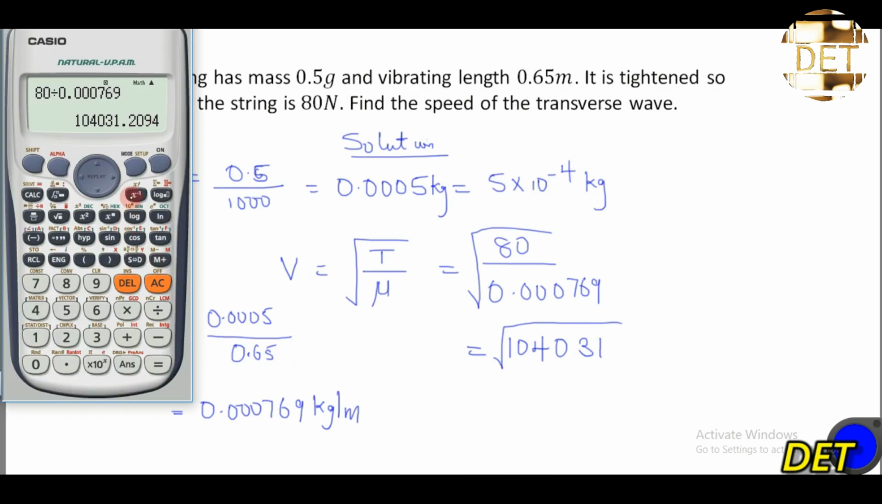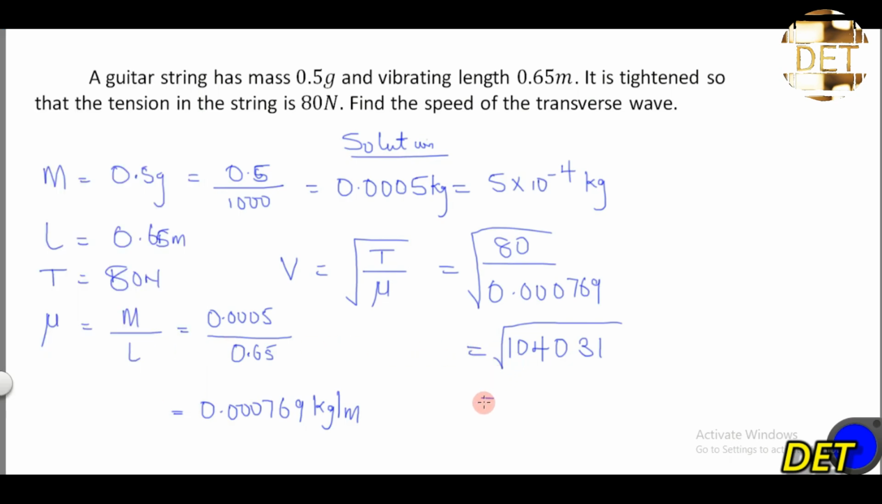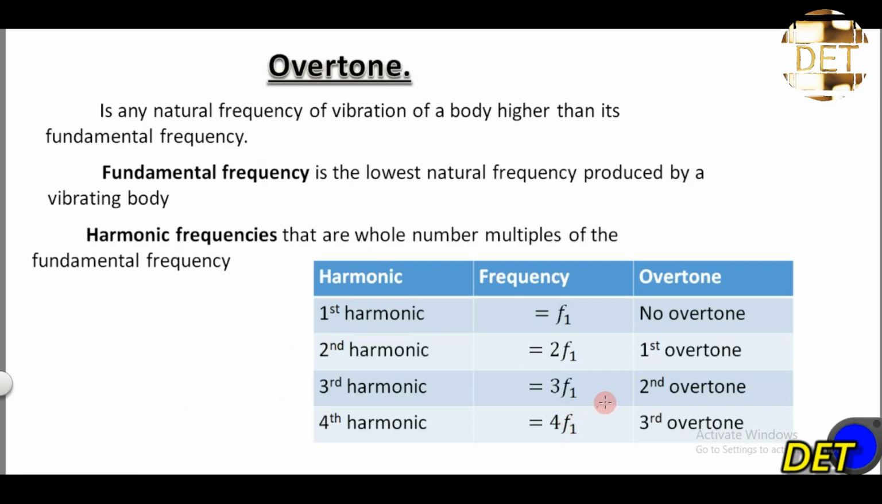So the square root of 104,031 will be equal to 322.5 meters per second. This is our answer to this question. Very simple and straightforward, right? So these are the major things that you need to know about the speed of a transverse wave. In the next video, we'll look at overtone and the relationship between harmonic frequency and overtone.